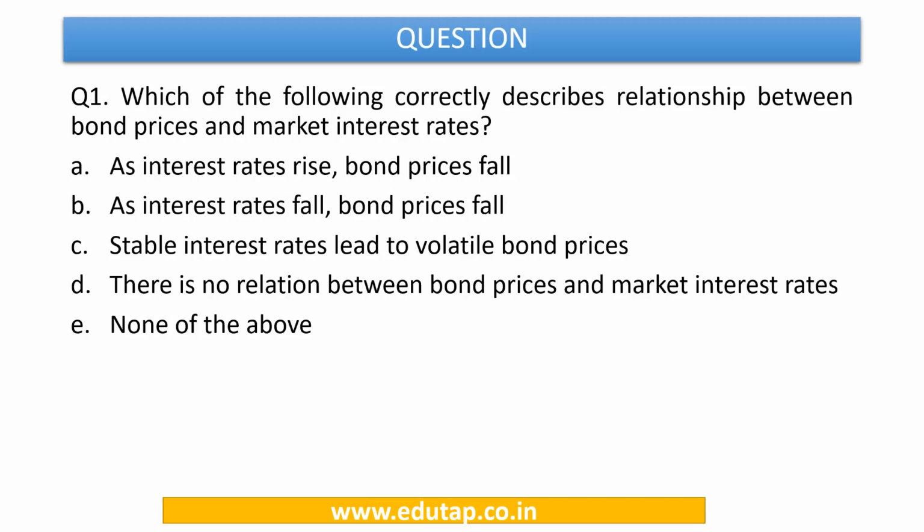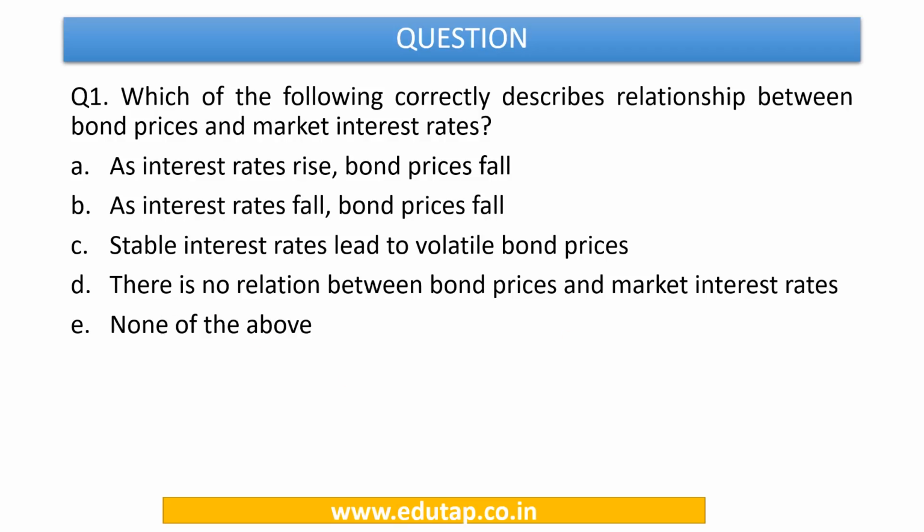So let us start our discussion on some of the very important questions on finance. So let us start with the first question. Which of the following correctly describes the relationship between bond prices and market interest rates? And the options are: as interest rates rise, bond prices fall; as interest rates fall, bond prices fall; stable interest rates lead to volatile bond prices; there is no relation between bond prices and market interest rates, or none of the above.